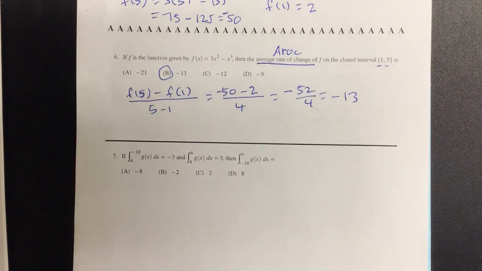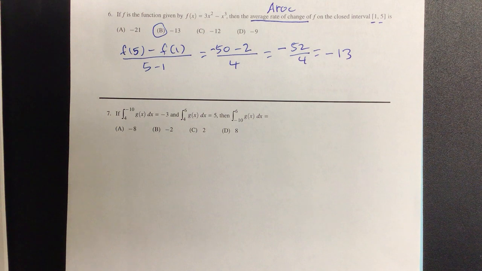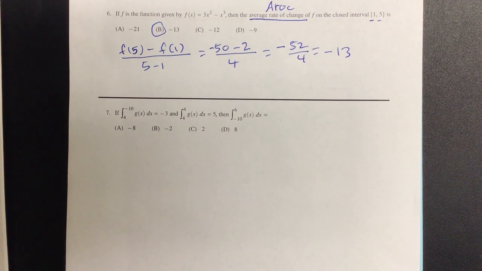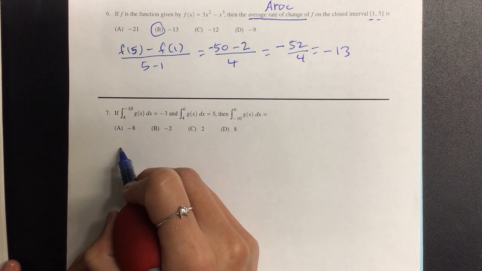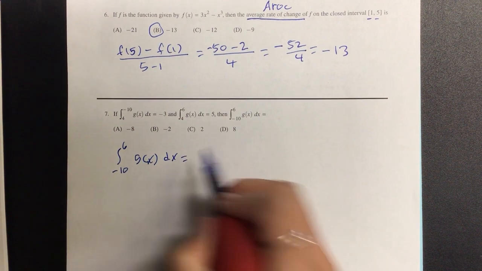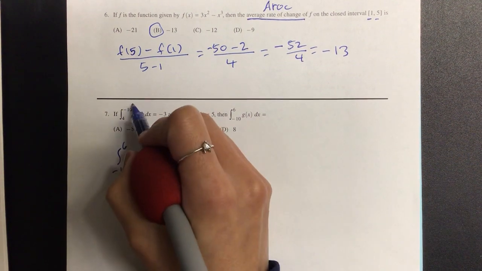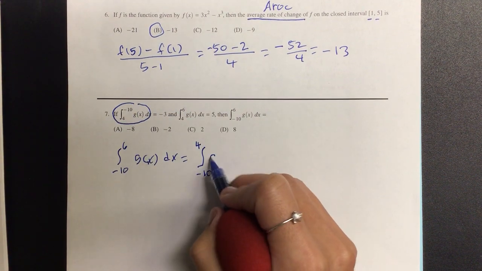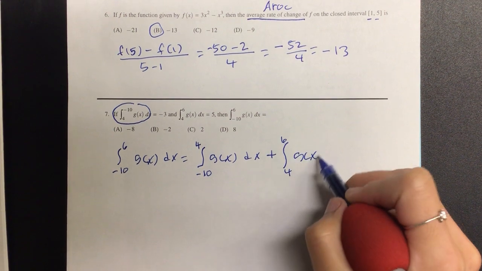Okay, for number 7, Zach, let's read. If the integral from 4 to negative 10 of g of x dx equals negative 3 and the integral from 4 to 6 of g of x dx equals 5, then the integral from negative 10 to 6 of g of x dx equals. So let's write in the integral from negative 10 to 6 of g of x dx. We have to break this up into parts because not everything is given to us. I start from the bottom to top: the lowest point is negative 10, and I go up to 4, because I can borrow that, of g of x dx. Then I go from 4 to my very last, 6, of g of x dx.